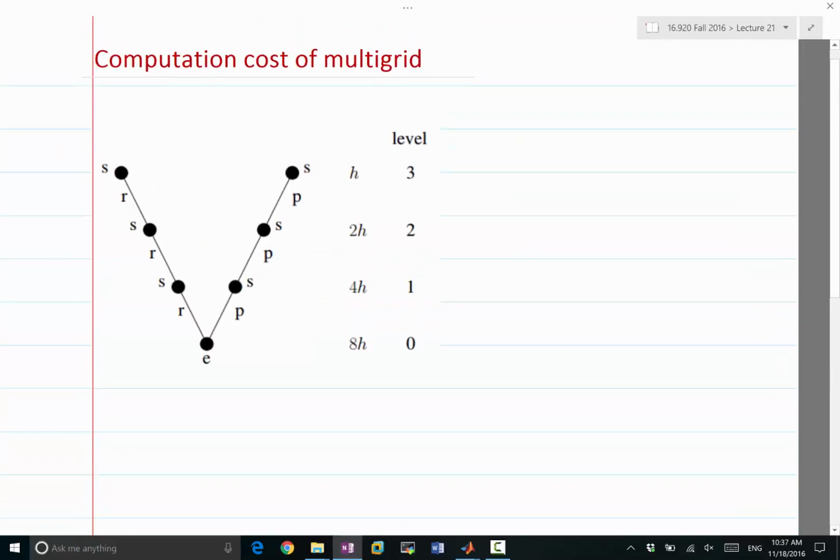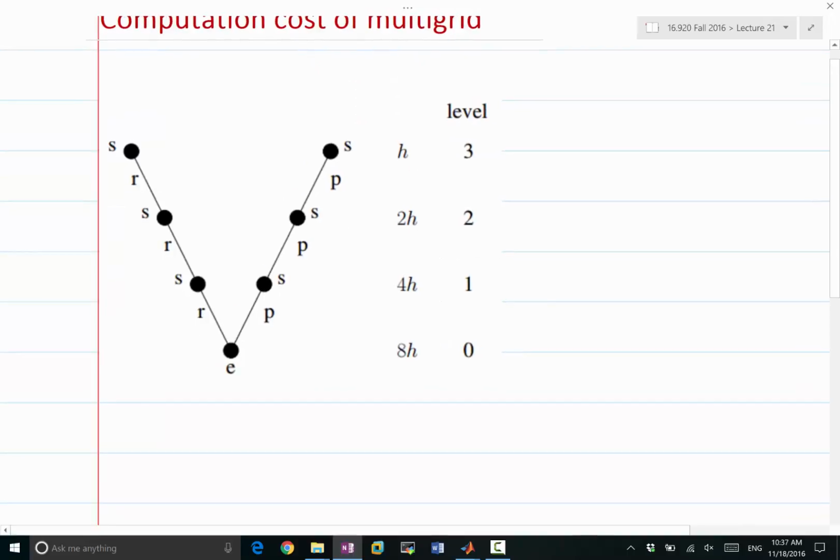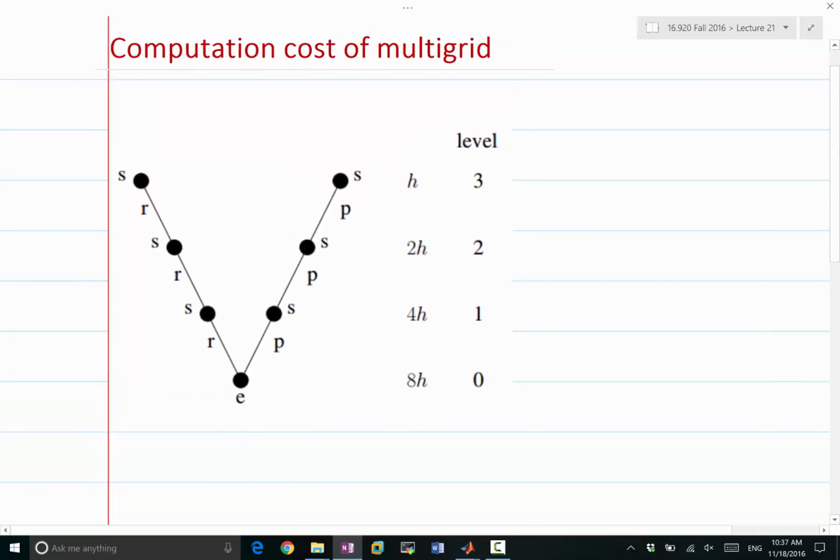How costly is multigrid? Here, we are going to look at 1-dimensional, 2-dimensional, and 3-dimensional problems. So this is the multigrid cycle we have performed. We perform a smoothing on the fine grid, right?